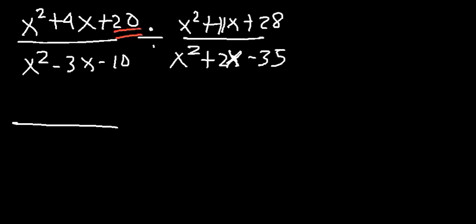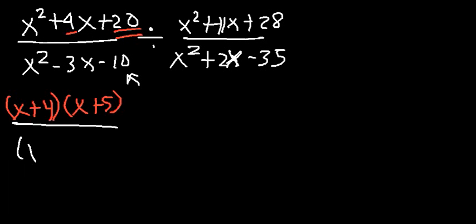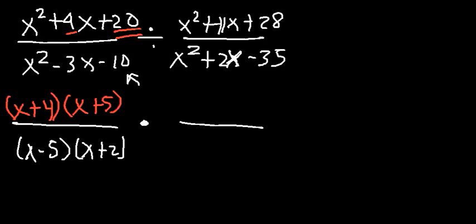So two numbers that multiply to 20 but add to 9: that's 4 and 5. 4 plus 5 is 9, and 4 times 5 is 20. Now two numbers that multiply to negative 10 but add to negative 3: that's negative 5 and 2. Negative 5 plus 2 is negative 3, and negative 5 times 2 is negative 10. So we're going to change division to multiplication. We're going to factor that expression but put it on the top. Two numbers that multiply to negative 35 but add to 2: that's positive 7 and negative 5. 7 plus negative 5 is positive 2, and 7 times negative 5 is negative 35. So it's x plus 7 times x minus 5.